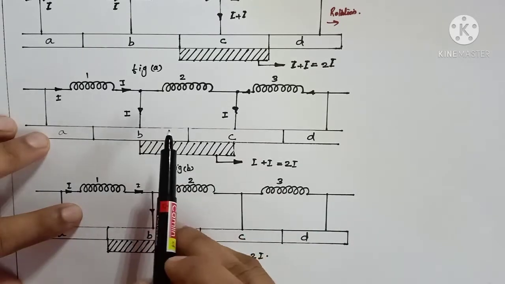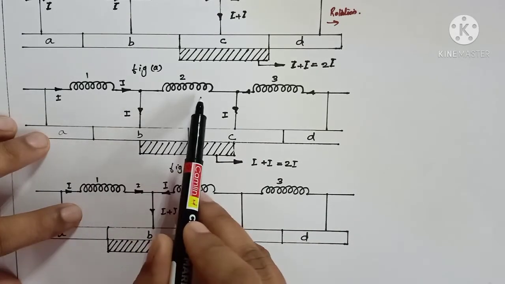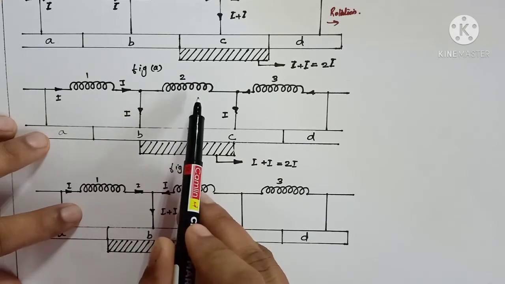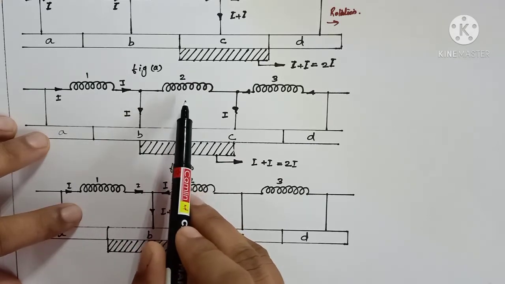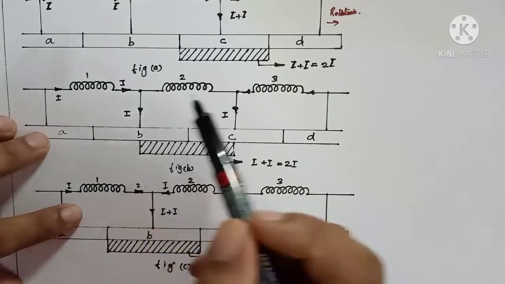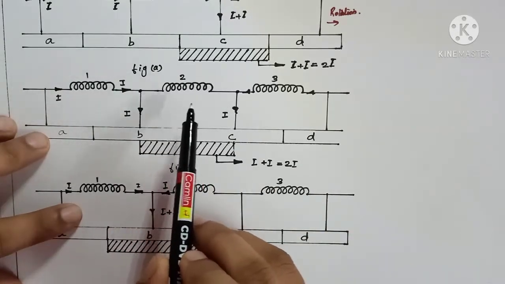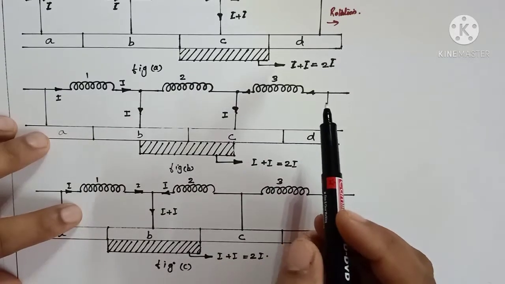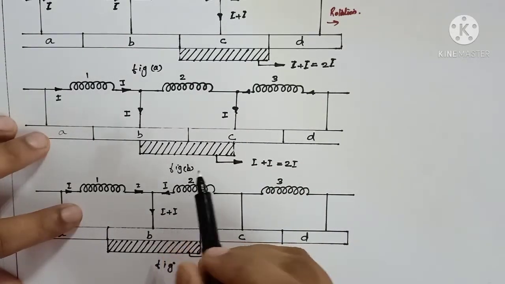At this time, there will be no current through the second coil, that is, it is under short circuit condition. That is exactly the commutation process, and during this time the flow of current through the coil will get reversed. If it is delayed, we can say that it is delayed commutation.